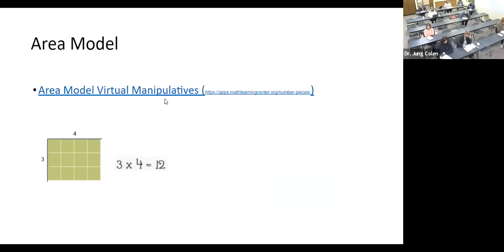Okay, area model. Area model is very, very useful when you have more than one digit factors. So I highly encourage you to understand what's going on here and highly encourage you to use this for your students too.